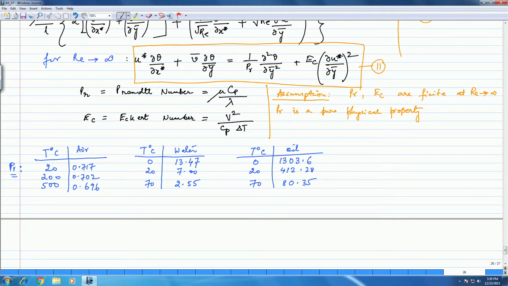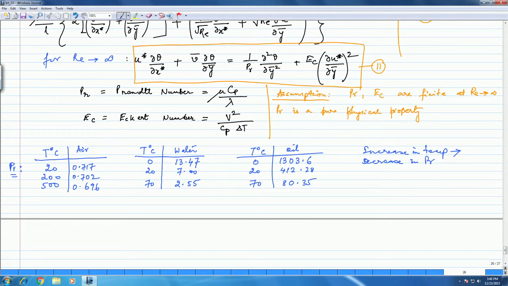Now, for all of them, air, water as well as oil, with increase in temperature, the Prandtl number decreases, that I can see, right? Now, oil is denser than water, and you can see that the Prandtl number is almost 100 times more than water, right?